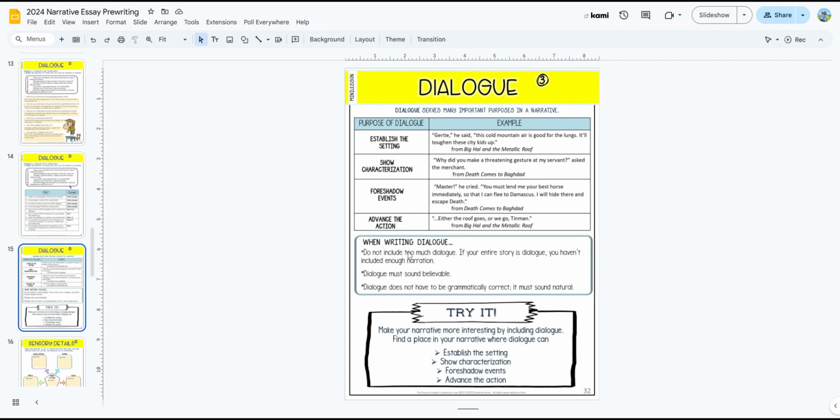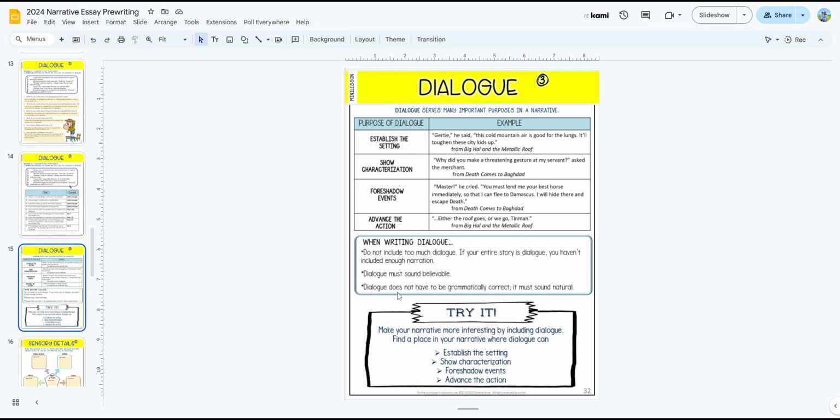When writing dialogue, we do not want to include too much dialogue. If your entire story is dialogue, you haven't included enough narration, and that means just telling the story. Dialogue must sound believable, so we want to make it sound like somebody's actually talking. If you wouldn't normally say, I am going to go to the mall today, don't put that in your narrative. You want to write, I'm going to go to the mall today. So you want to make it sound like somebody is actually talking.